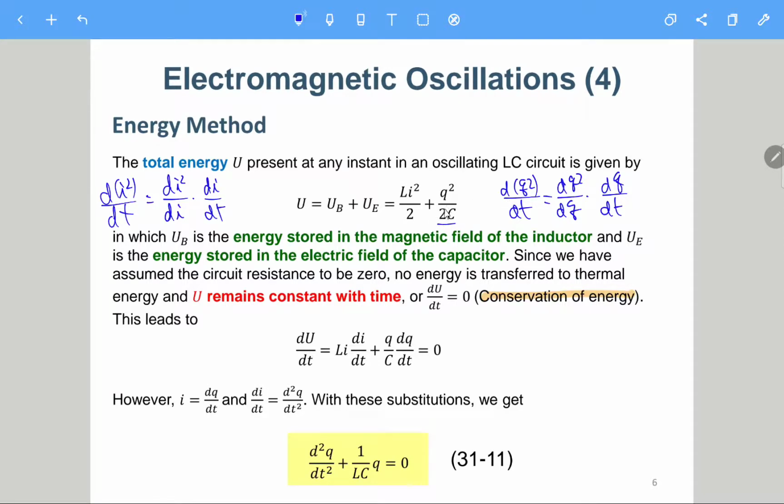So 2 and 2 will be cancelled. So we have q over c here. So it turns out to be like this equation. So now we can see that, so far we don't see a second order ODE yet, but we have a di dt and dq dt here. And as much as we know I equals dq dt, so we can just substitute this into here to eliminate I, and then it turns out to be one unknown variable.